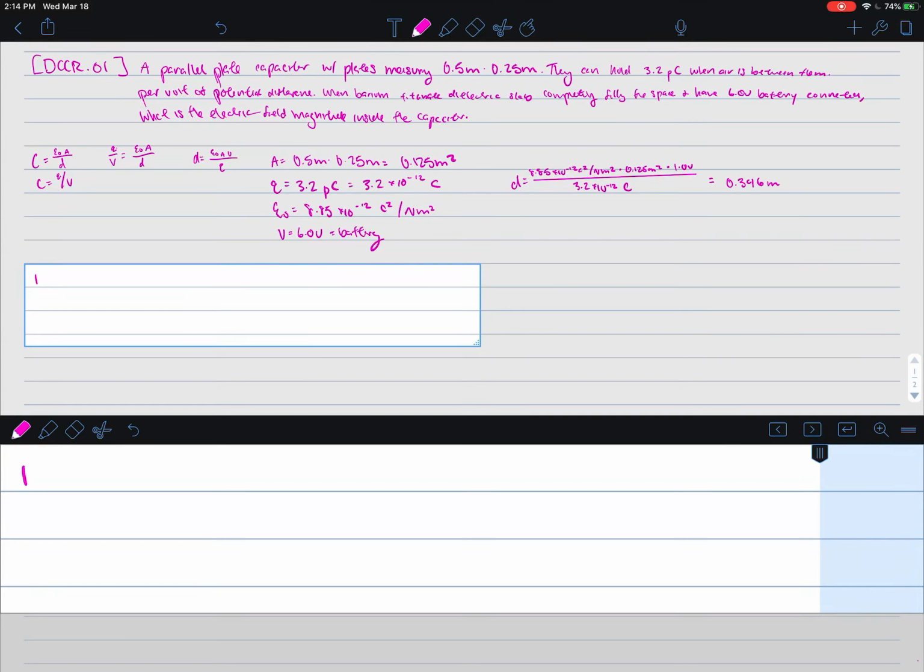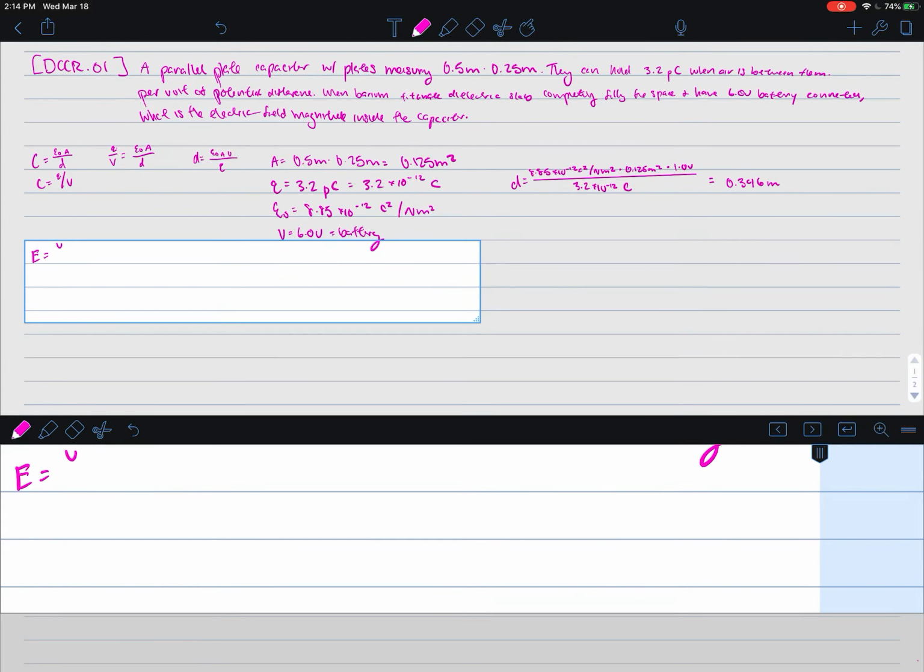So now we want to find the electric field. That means we need E. So E is equal to V over d. So now we have both V, and this V is going to be the battery. So V is going to be equal to 6 volts. Yeah, 6 volts, right? Yeah, 6 volts. And then d is what we had just calculated, 0.346 meters. So then we're going to plug that in. So it's going to be E equals 6.0 volts all over 0.346 meters.